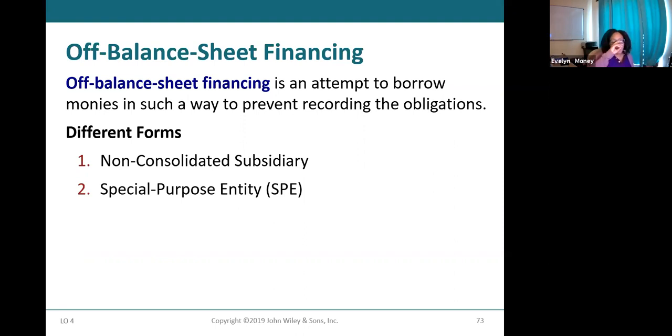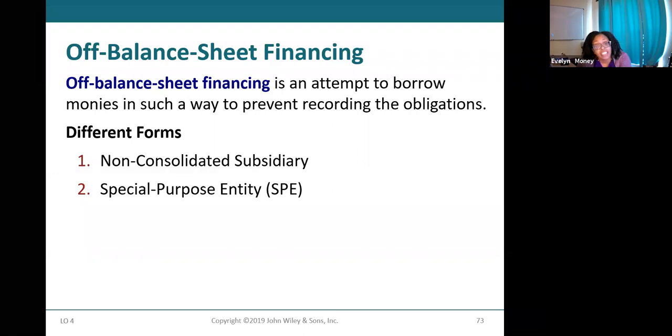So what do you mean? Let's say that I'm a company and I want to build a building, but I already have a ton of debt and I need to borrow, I don't know, $500 million in order to build this building. But I already have a ton of debt. So what I will do is set up a special purpose entity, another affiliated company. And this company's job is to build me a building. And when they finish building the building, I will pay them for that building.